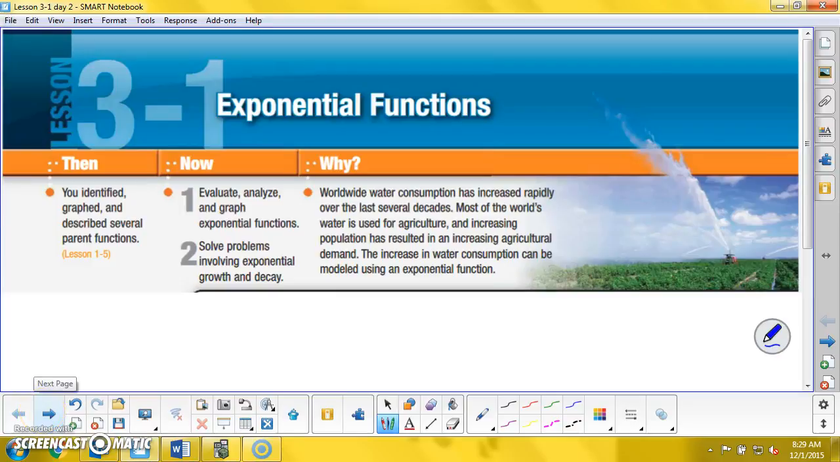Part 2 of Lesson 3.1 on exponential functions is going to be on solving problems involving exponential growth and decay. In Part 1, we talked about exponential growth and decay graphs and analyzed those types of functions. And in this part of the lesson, we're going to be solving problems involving exponential growth and decay.